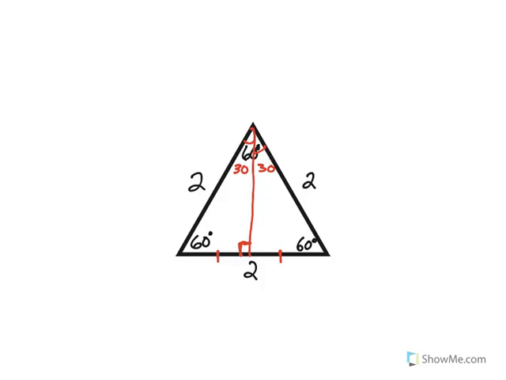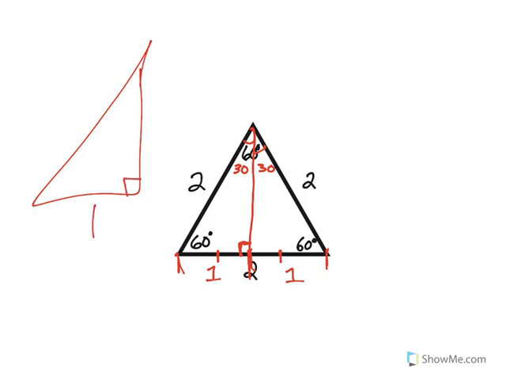Now, if the bottom side that was split, right, we have a segment bisector, that means each side has a length of 1. So if I now have a right triangle that has this side of 1 and the hypotenuse is 2, how do I find my third side?